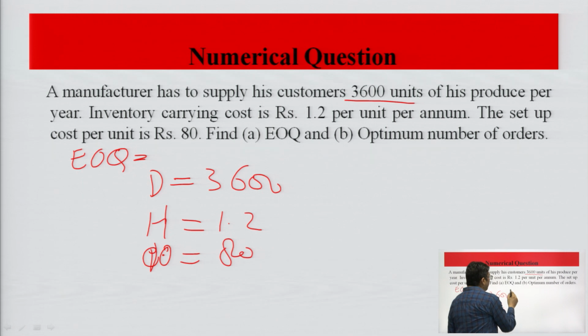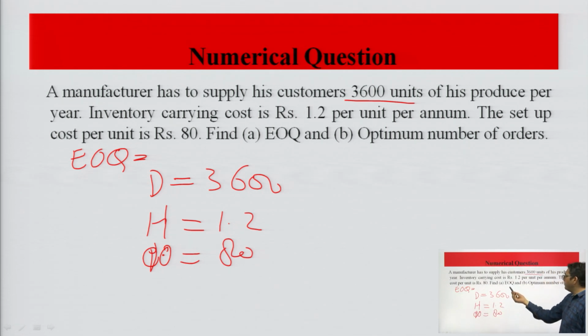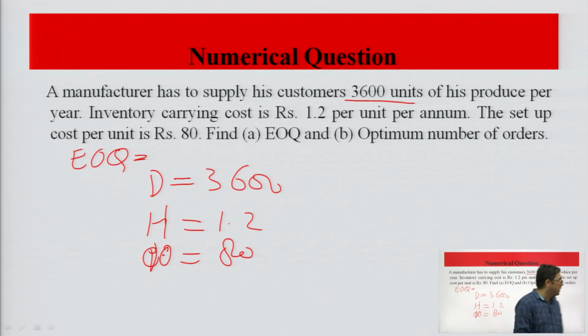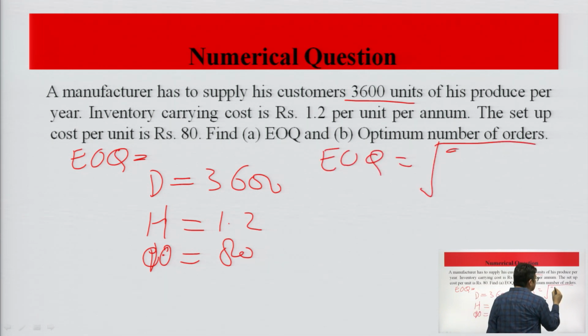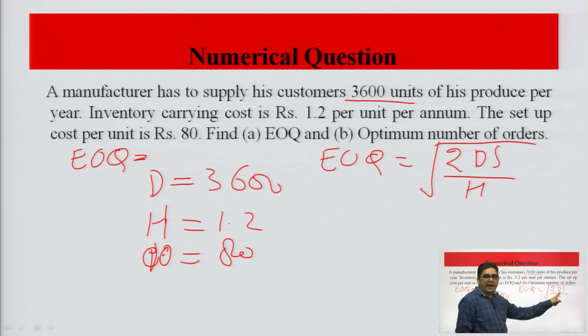We have to calculate two things: the optimum economic order quantity and the optimum number of orders. I repeat, holding cost and carrying cost are the same, ordering cost and setup cost are the same, only the terminology changes. So, when we calculate the economic order quantity, we use the formula square root of 2DS upon H. D is the annual demand that the organization is getting, S is the setup cost or ordering cost, and H is the holding cost.